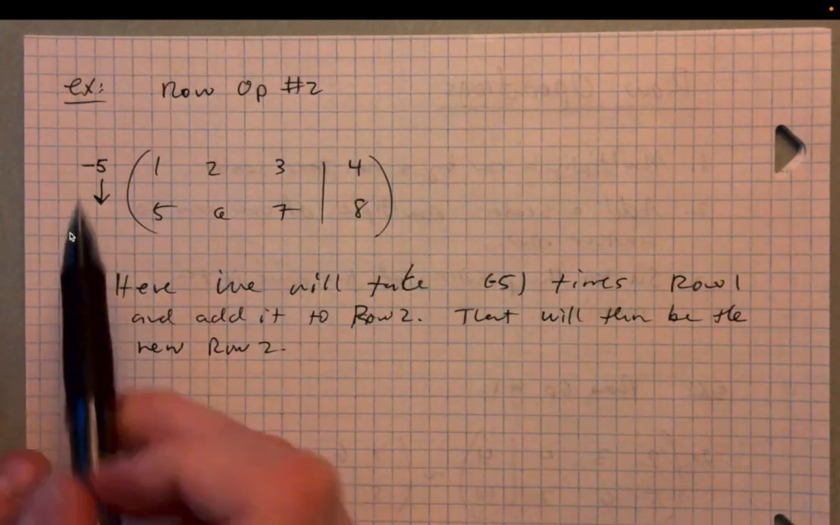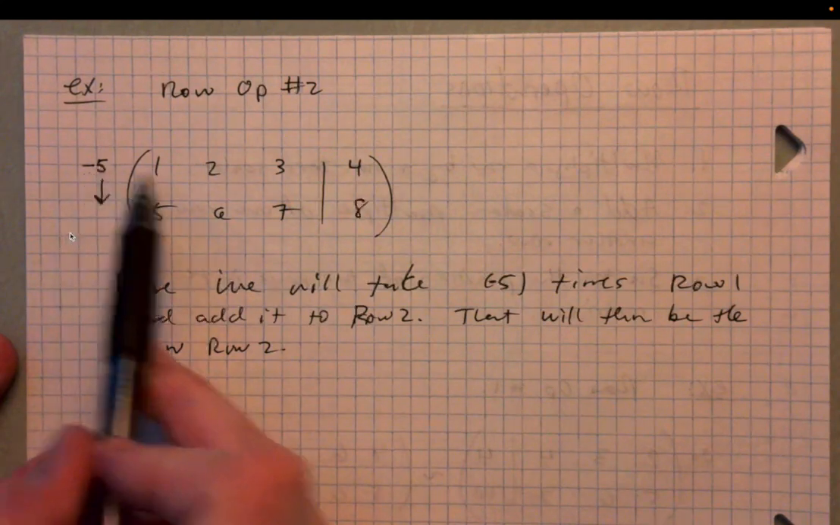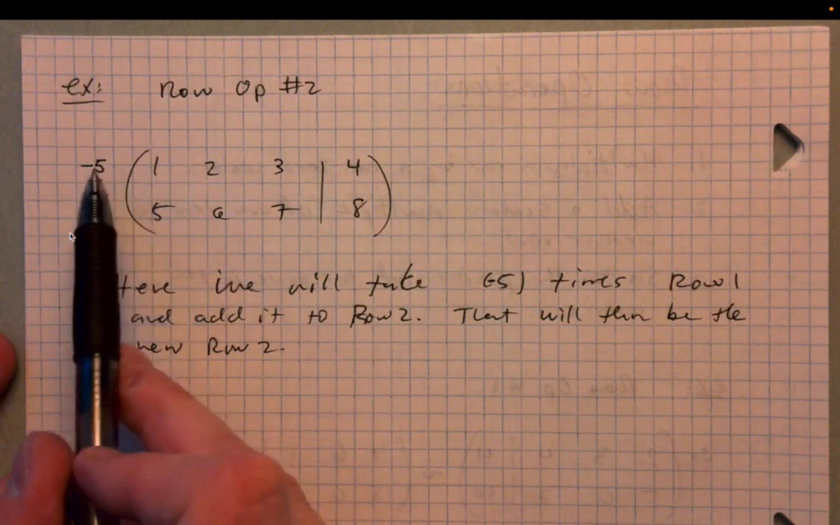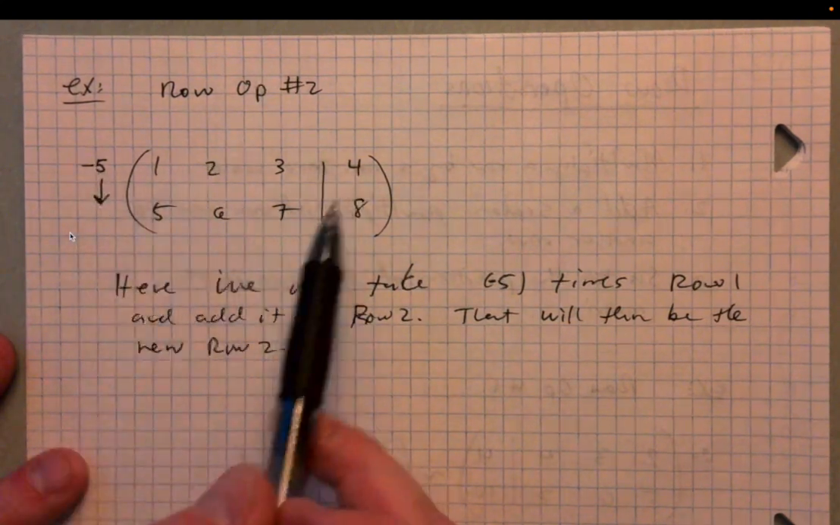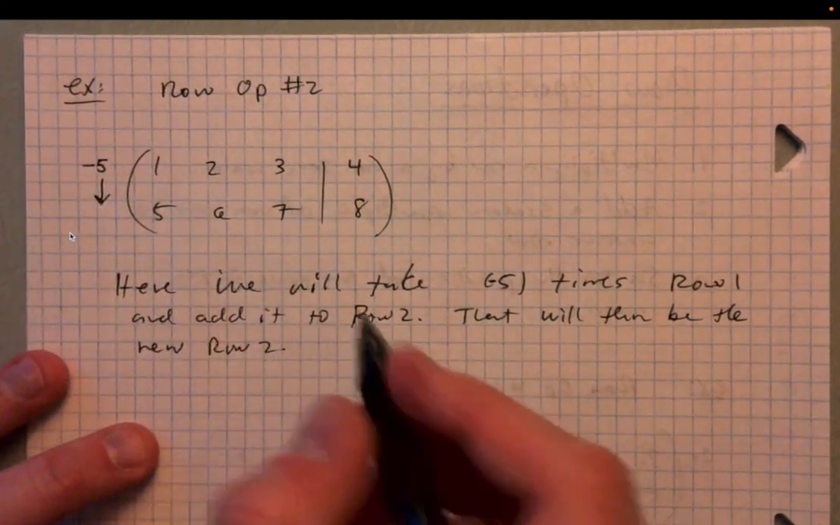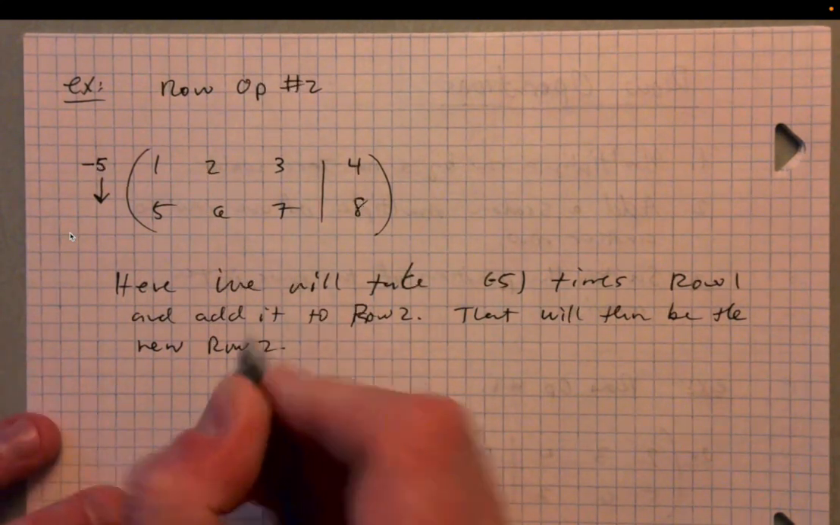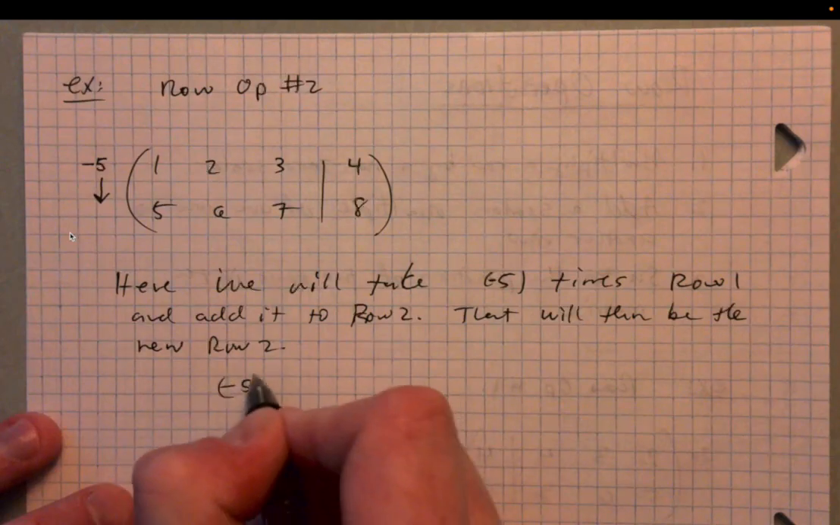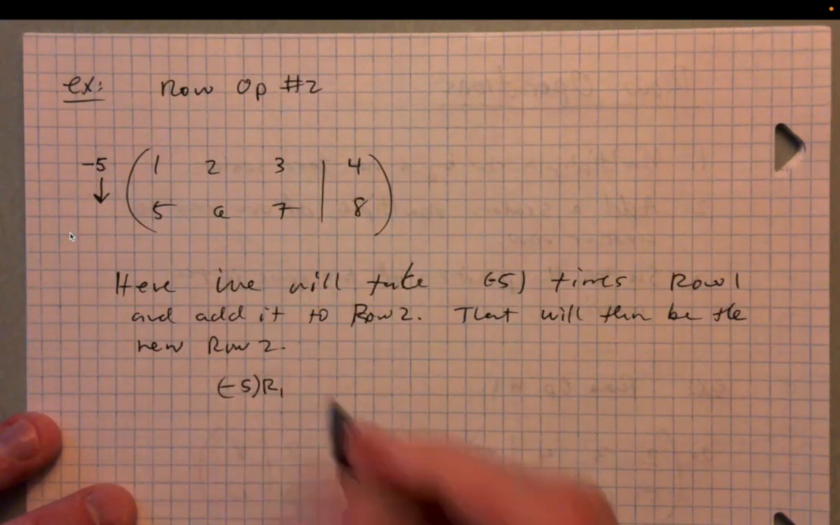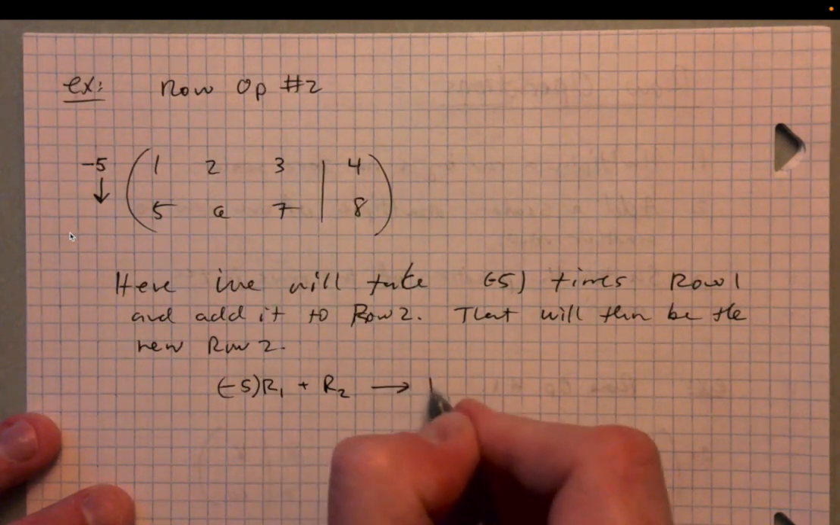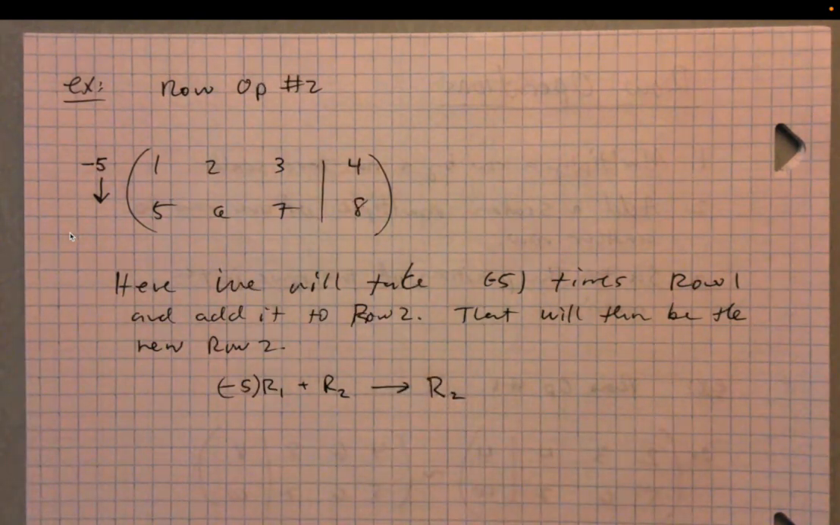Right, so this literally means I'm going to take -5 times this row and add it to this row. I'm going to take -5 times row 1 and add it to row 2. I've also seen people go like this. People will use more elaborate notation. You could do something like -5 times row 1 plus row 2 into row 2. So there are different ways to notate this.